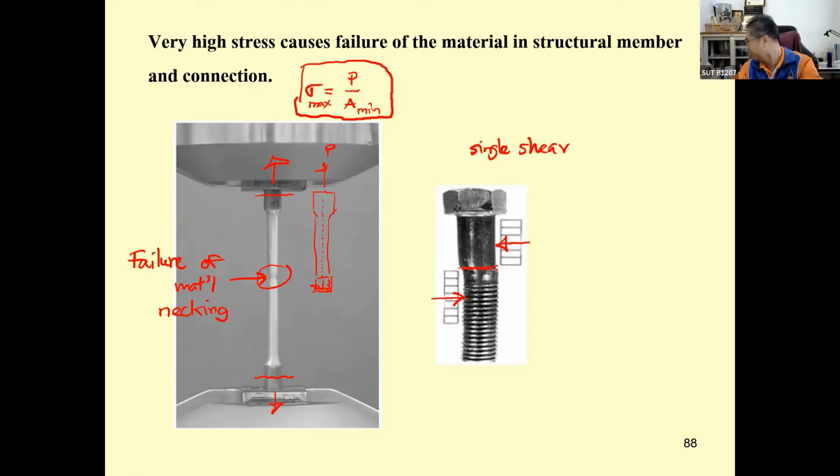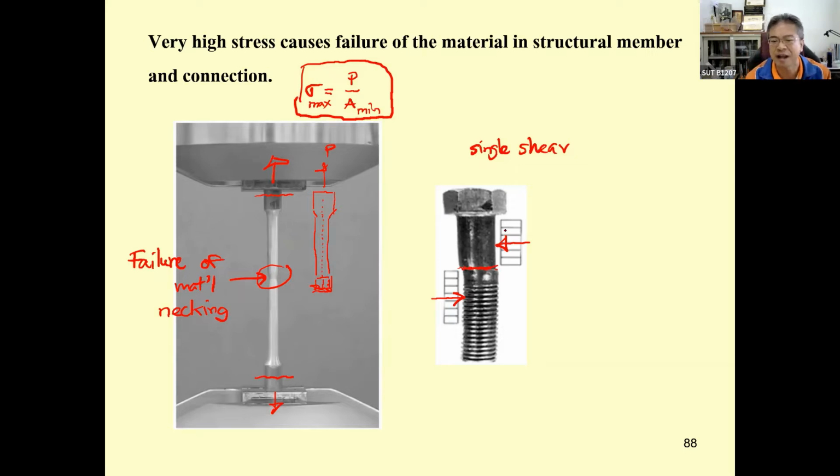Okay, and then you have the bolt that connects the top portion and the bottom portion together like this. This bolt is going to be subjected to the force in this direction, and this bolt is going to be subjected to the force in this direction, and there is one plane, or cutting plane, and this is called single shear.